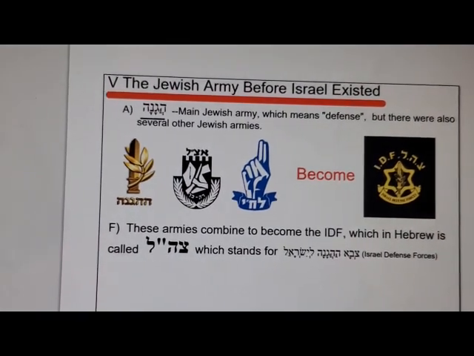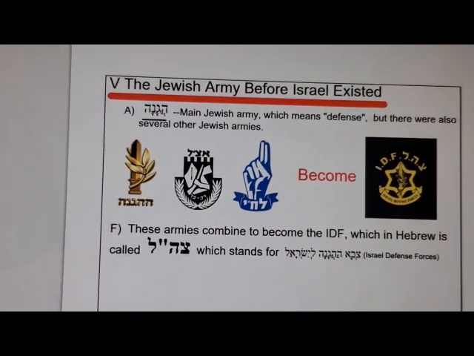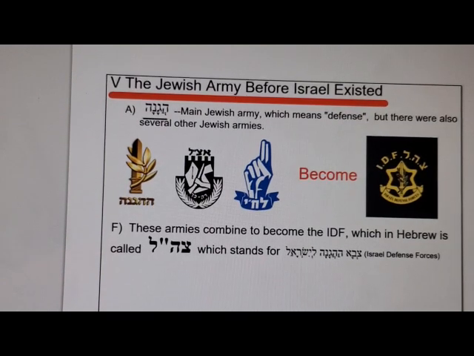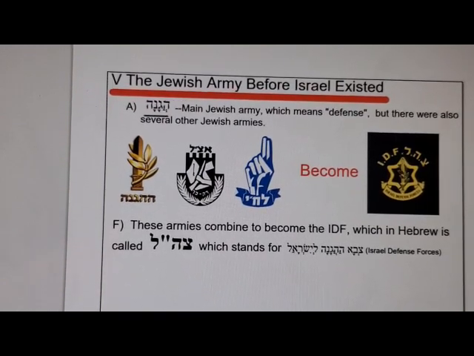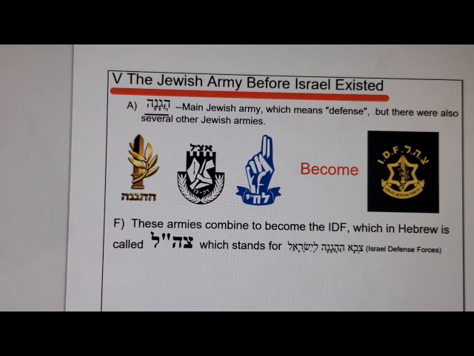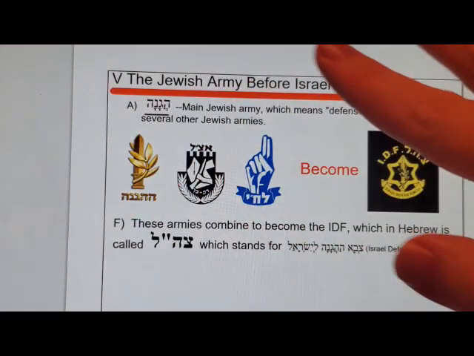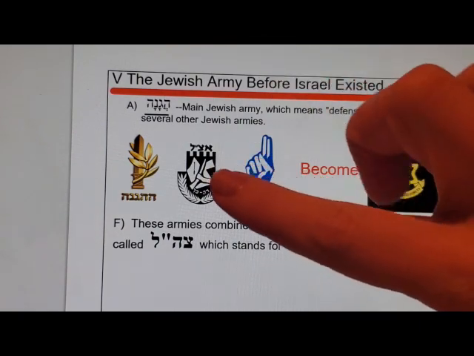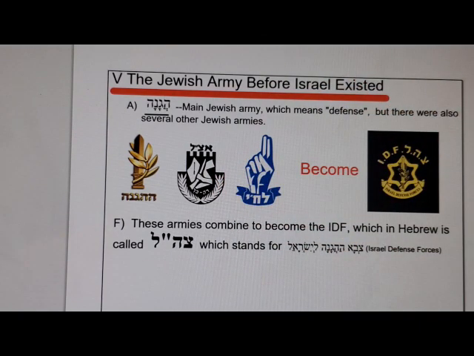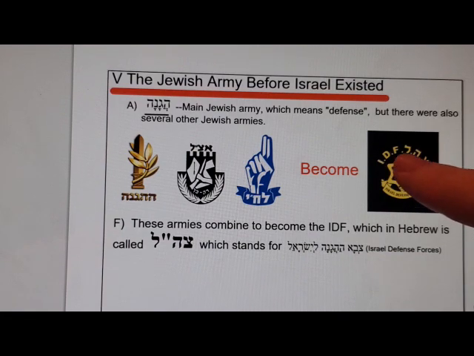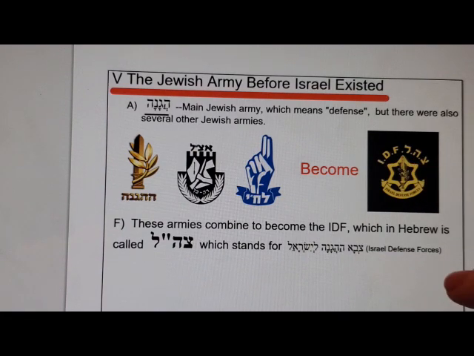So again, F, these armies combined to become the IDF, which in Hebrew is called Tzahal, which stands for Tzva Haganah LeYisrael, Israel Defense Forces. So all of these 4 or 5 armies, I only showed you 3, these 4 or 5 pre-state Jewish armies combined, and they become the IDF, which is called in Hebrew Tzahal.